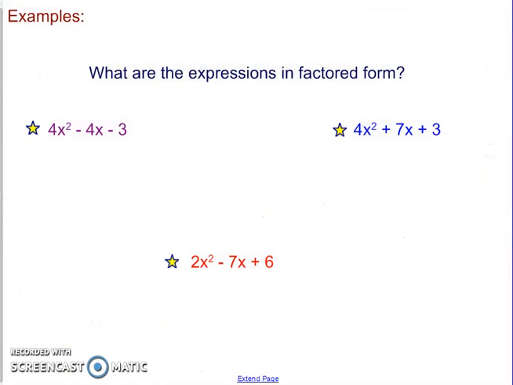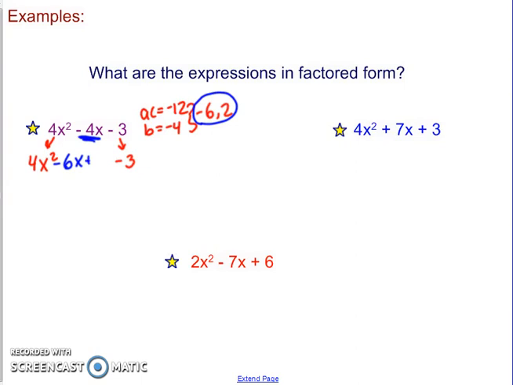Okay, so here we'll look at another one. AC is 4 times negative 3, so negative 12. B is negative 4. So we need two numbers that multiply to negative 12 and add to negative 4. We're going to use negative 6 and 2. So the first number is going to come down, 4x squared. The last number is going to come down, negative 3. And we're going to rewrite negative 4x using the two numbers. So negative 6x plus 2x.